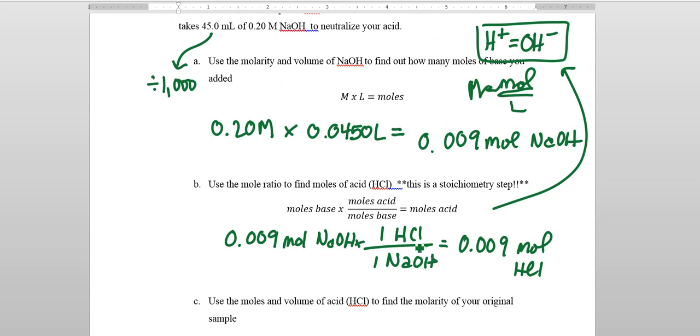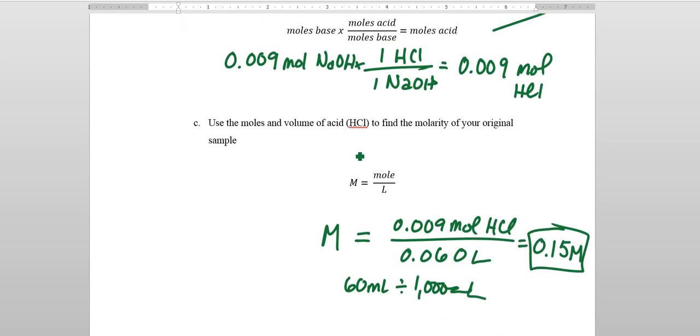So step 1, figure out the moles of stuff you added. Step 2, use a mole ratio to convert from moles of base to moles of acid. And then step 3, use your molarity equation to use moles and volume to find molarity.